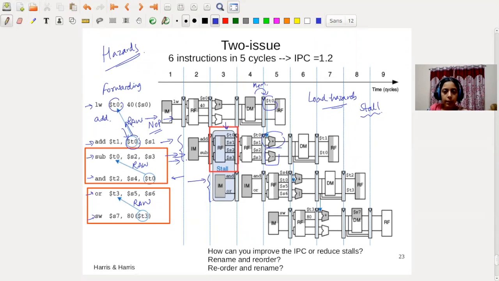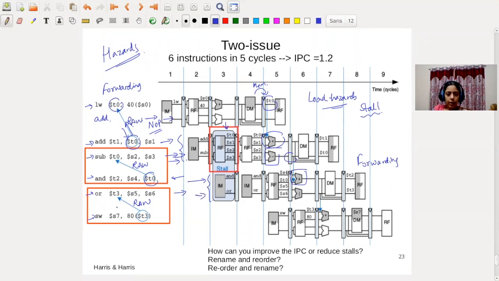So that is fine. So you just have to do forwarding of data, and the forwarding is happening between the EX stage for T0 here. So EX stage to the EX stage of the AND instruction. So we forwarded T0 here. Then the next instruction in this bundle is the OR instruction. The OR instruction doesn't have any dependency on any previous instruction, so it can safely go in this bundle.